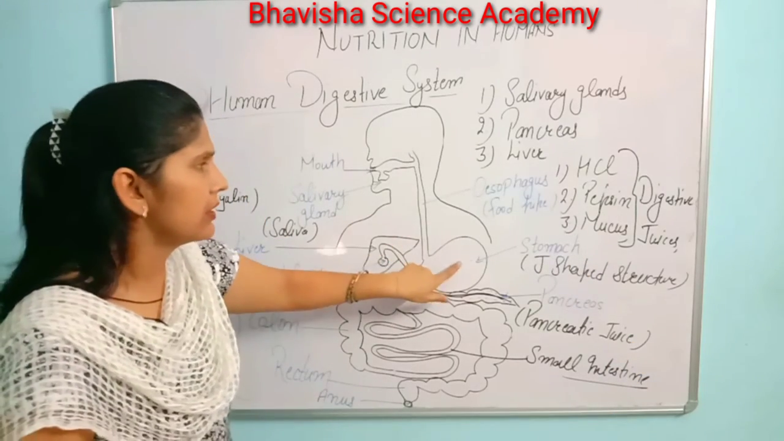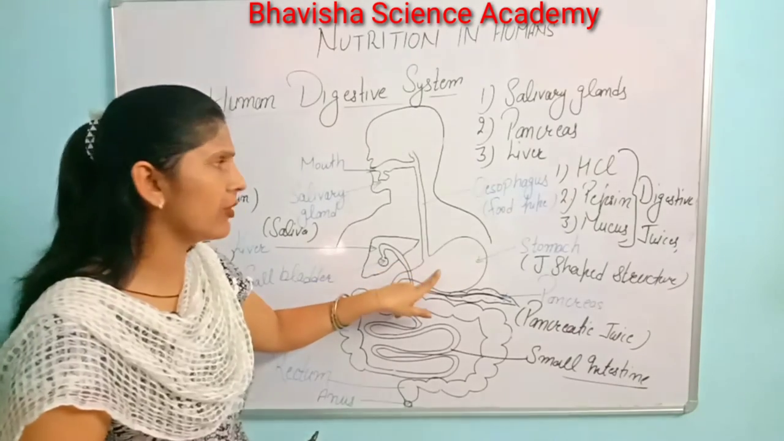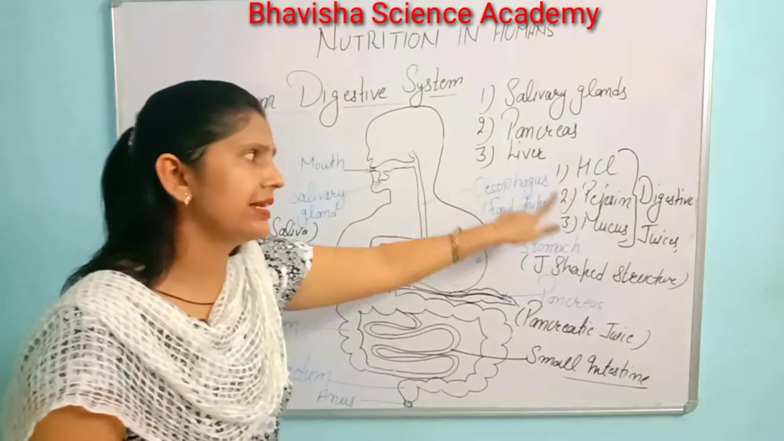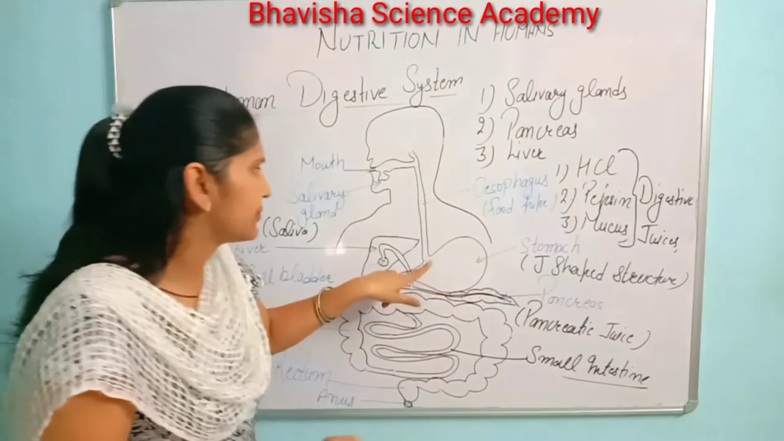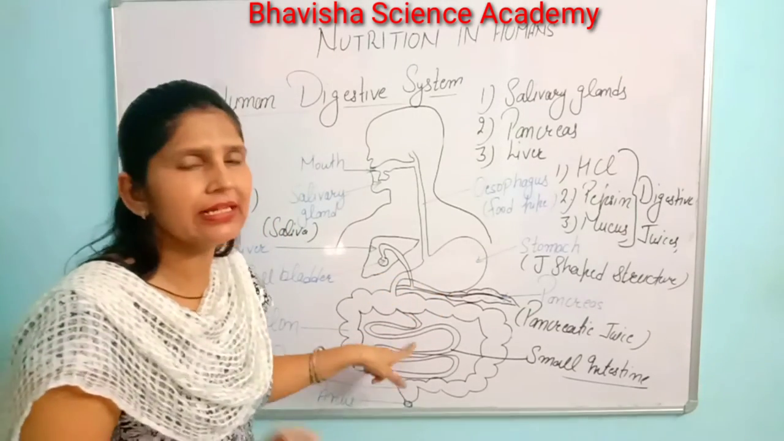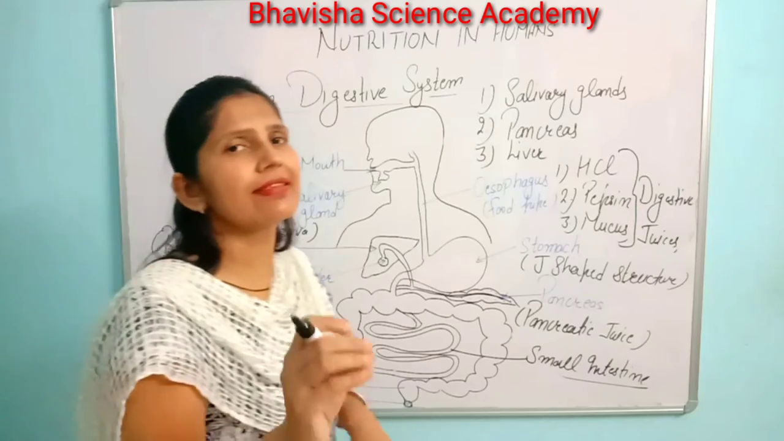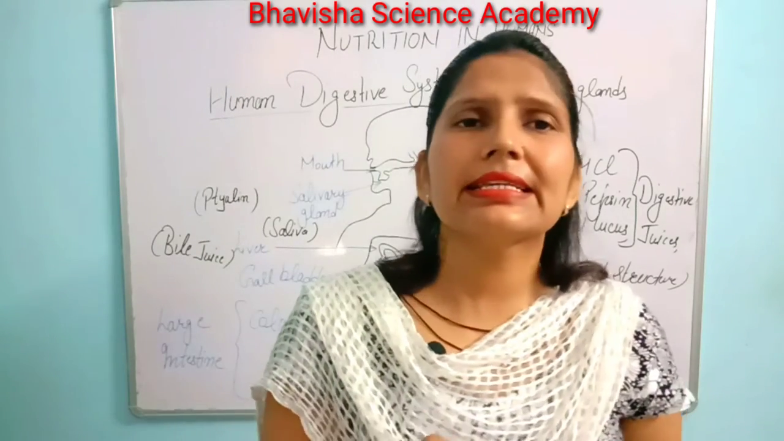When food passes through the food pipe and remains in the stomach, there are digestive juices that convert it into the semi-solid paste. After the food passes into the small intestine, it is the site of complete digestion of food.